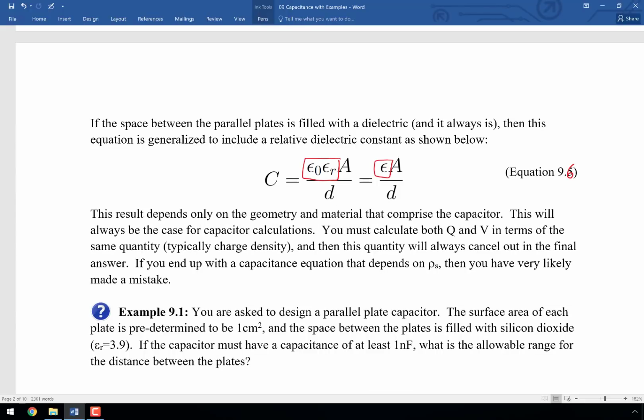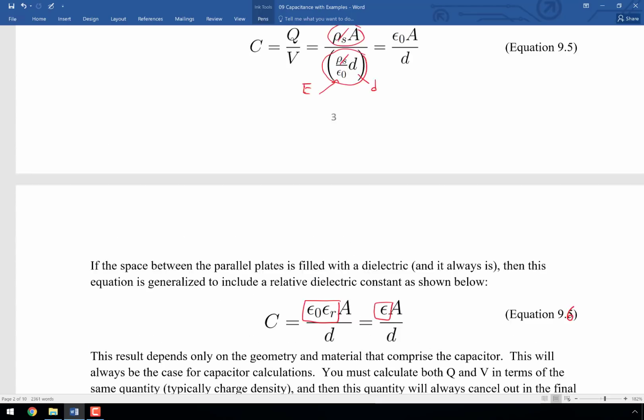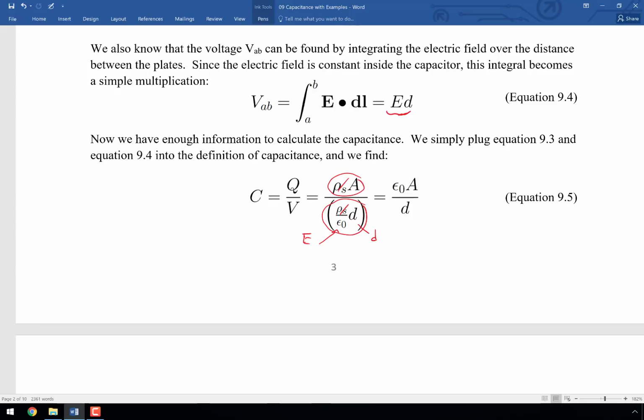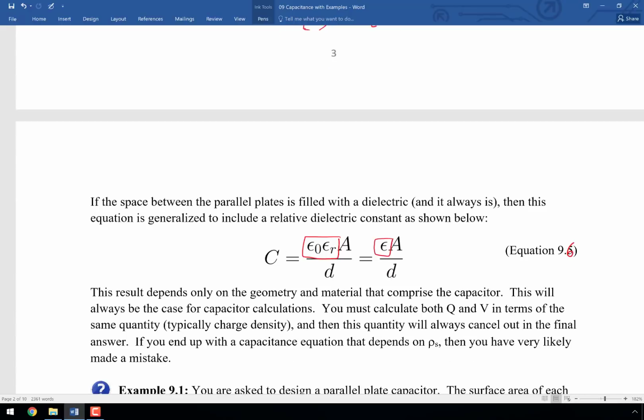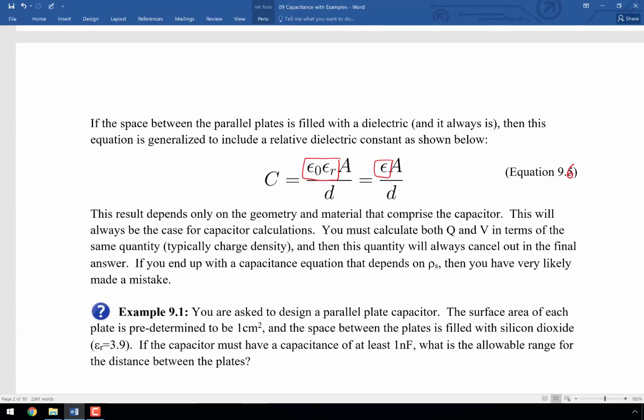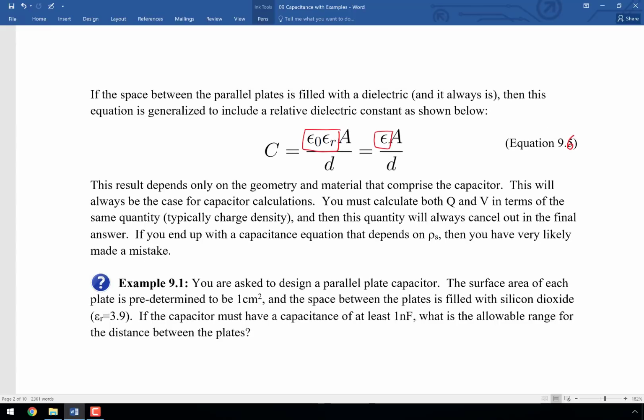And notice that this result only depends on the geometry and the material that comprise the capacitor, that it doesn't have anything to do with the charge. We did have Q in the original definition, so here was Q in this equation right here. So this Q needed to cancel in some way with a Q that appeared in the denominator. And the way that we did that was we had a rho sub s in both the numerator and the denominator, and those rho sub s's canceled. If at the end of the calculation our result had shown either that there was a Q or a rho sub s anywhere in this final result, then we would have known that we'd made a mistake, because that can't appear in the final answer.